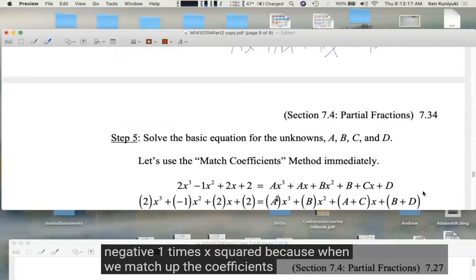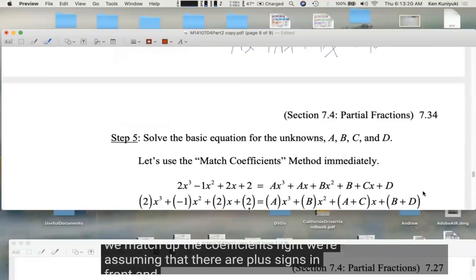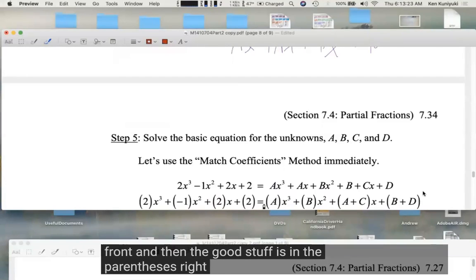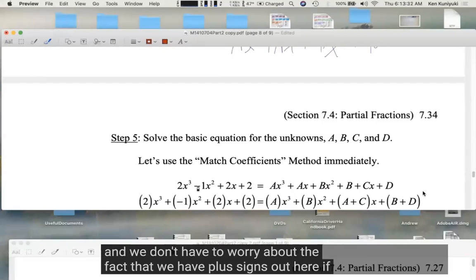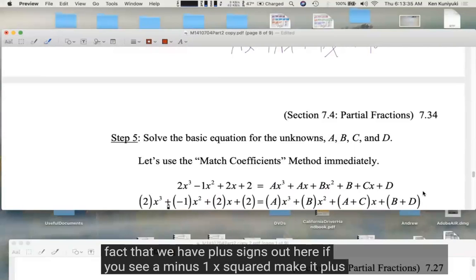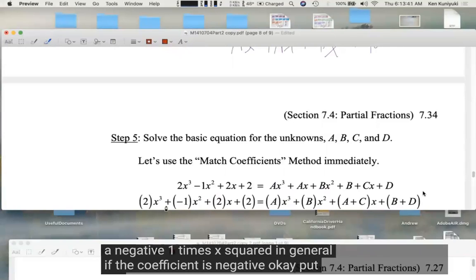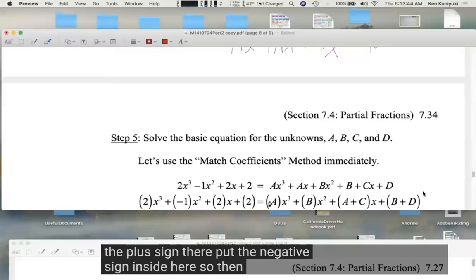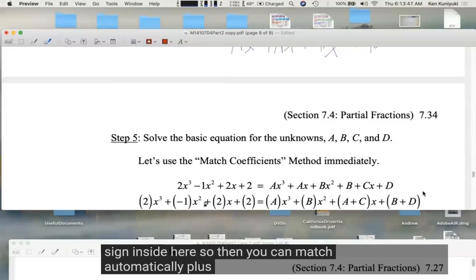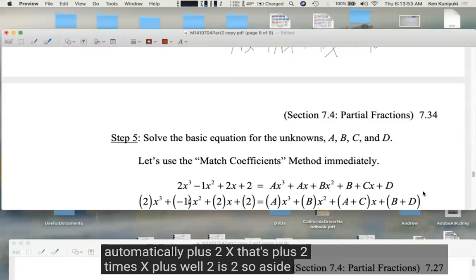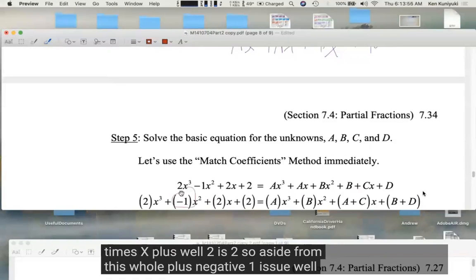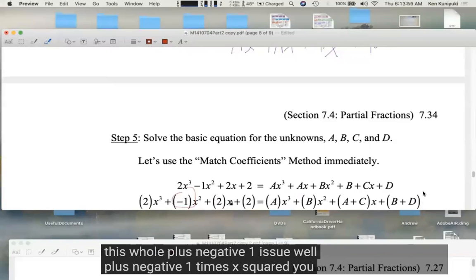Because when we match up the coefficients, we're assuming that there are plus signs in front, and then the good stuff is in the parentheses. So we want to match up the contents of these parentheses here. And we don't have to worry about the fact that we have plus signs out here. If you see a minus 1x squared, make it plus a -1 times x squared. In general, if the coefficient is negative, put the plus sign there, put the negative sign inside here, so then you can match automatically. Plus 2x, that's plus 2 times x, plus, well, 2 is 2.